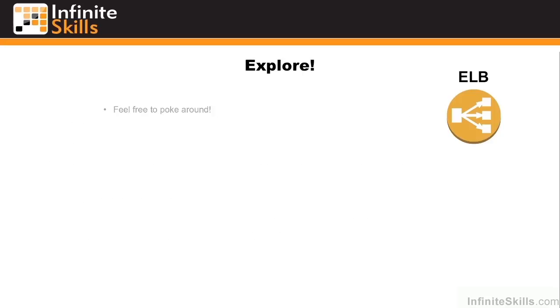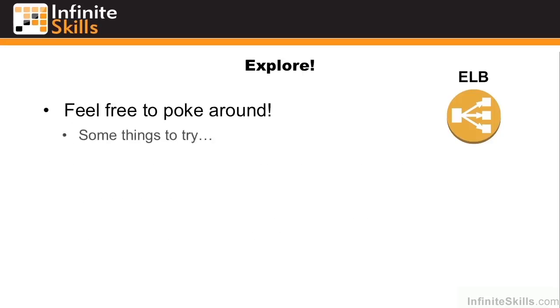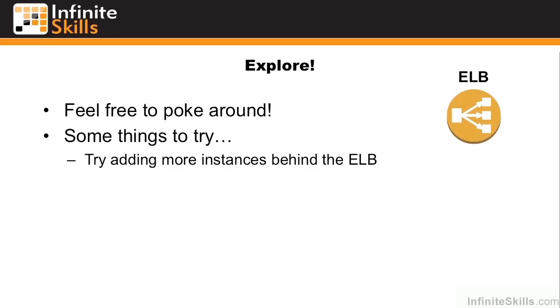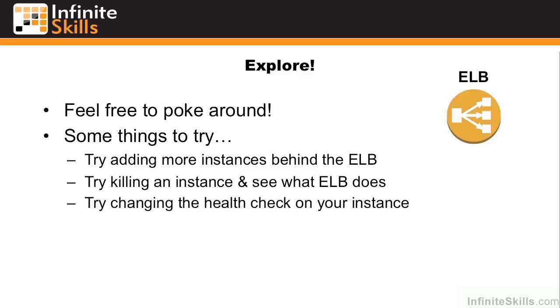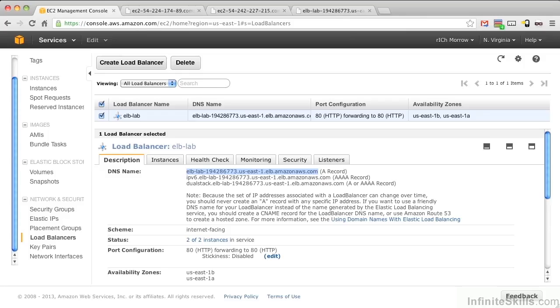So over the next hour, I'd invite you to explore. Feel free to poke around. Here's some things to try. Try adding more instances behind the ELB. Try killing an instance and see what ELB does. Try changing the health check on your instance. You can change the check type and provide healthy and unhealthy thresholds. Once you're done exploring, let's go back into our infrastructure and close everything down.